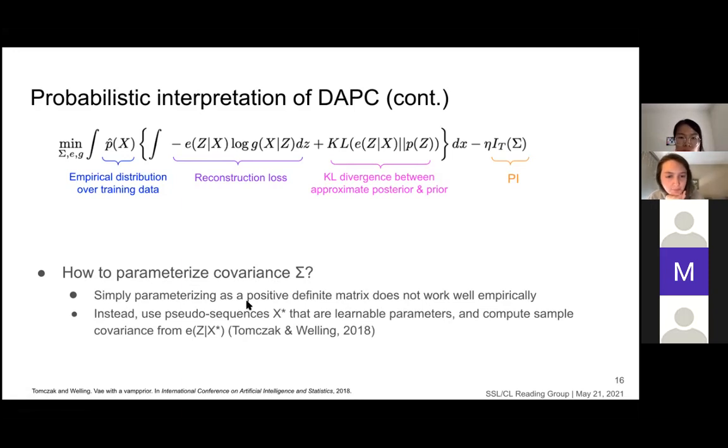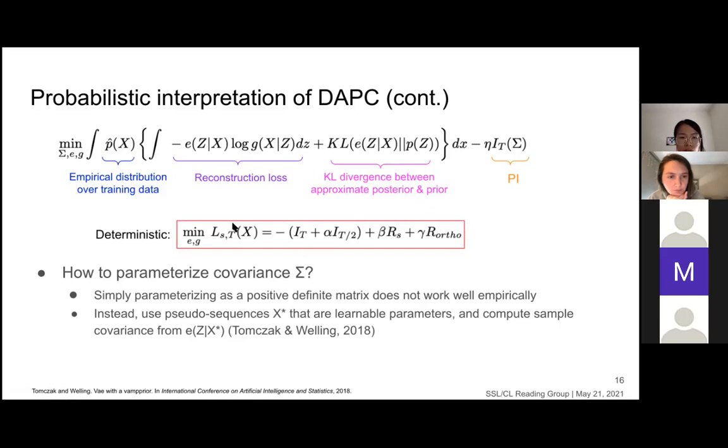Yeah, so this is how they basically estimate or parameterize the covariance sigma. And just a comparison to the deterministic objective, where we have pretty similar terms here. We have both the PI term, the reconstruction loss, but the deterministic objective doesn't have the KL divergence term here.